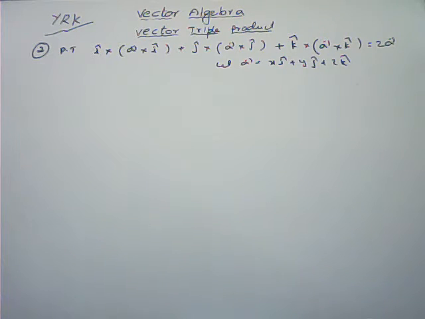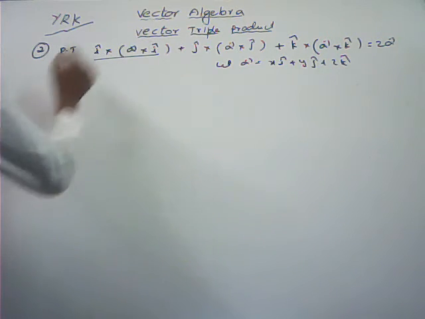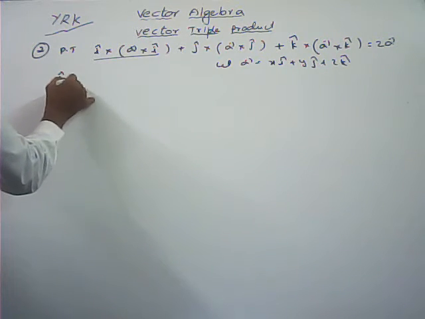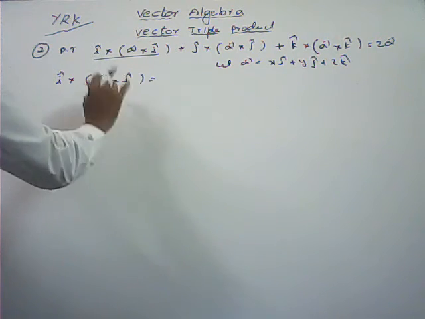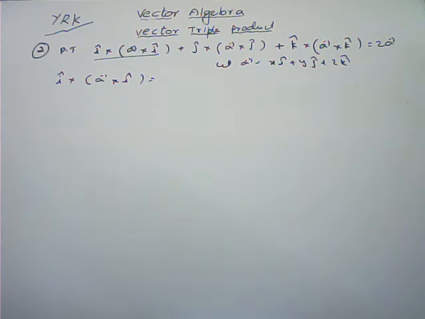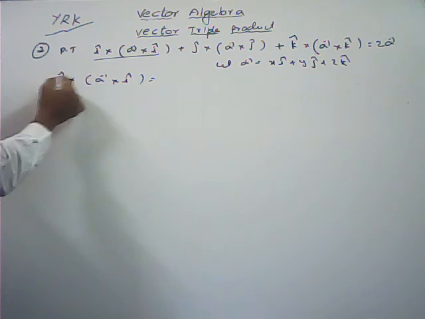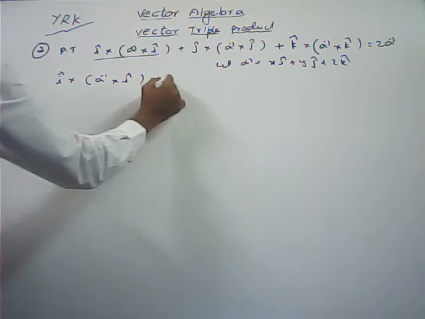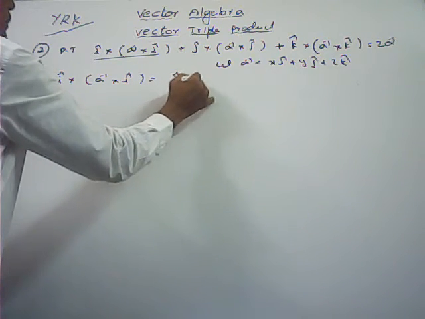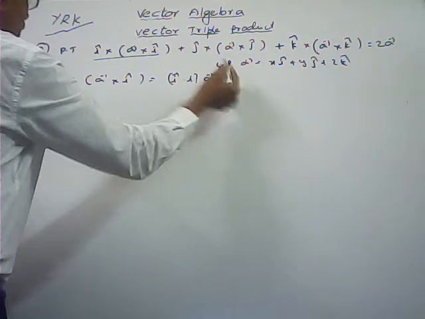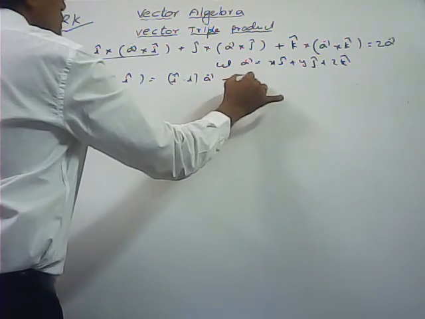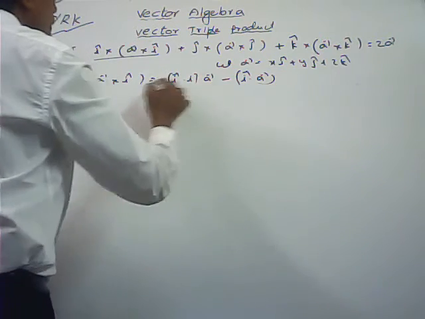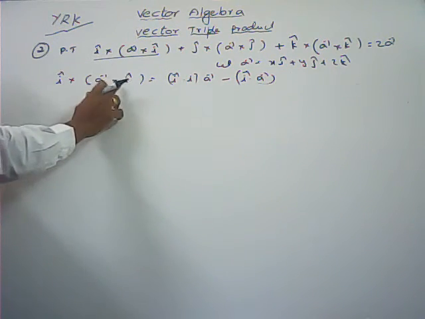That one may be a lengthy process. Instead of that one, we can change the procedure. This one I am taking: i cap cross (a bar cross i cap). You can expand. What is the vector triple product here? Longest one, the dot product of these two, (i cap dot i cap) into a bar, minus shortest one, i bar dot product with the shortest one, (i cap dot a bar) into i cap.